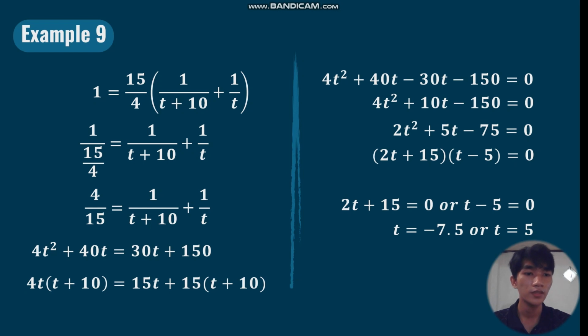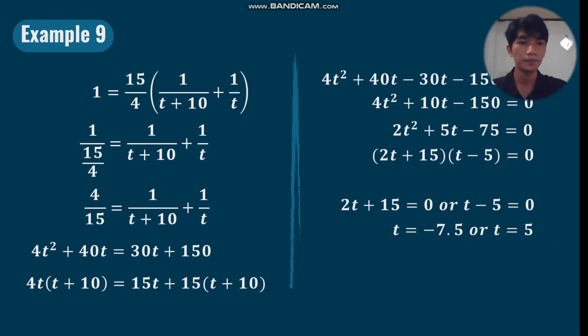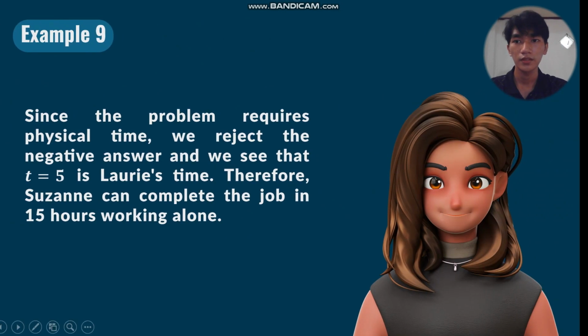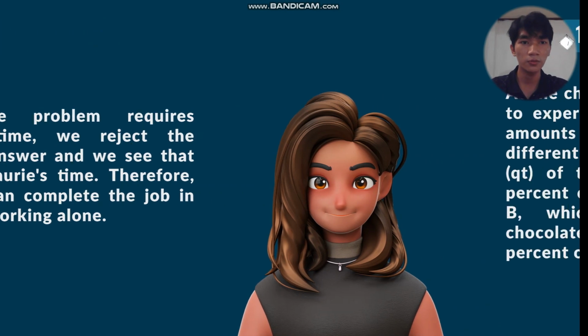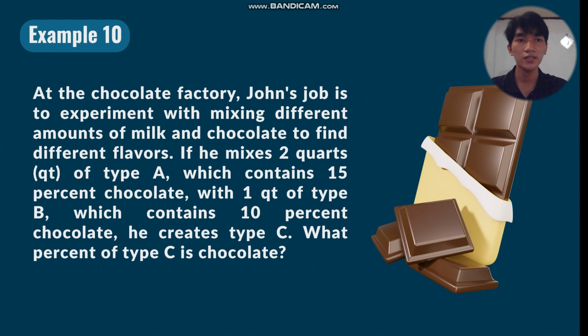And we have the value of t: t is minus 7.5 or t is 5. Since the problem requires the time, we reject the negative answer and we see that t is 5 is the lowest time. Therefore, Susan can complete the job in 15 hours working alone. Next example is example 10.